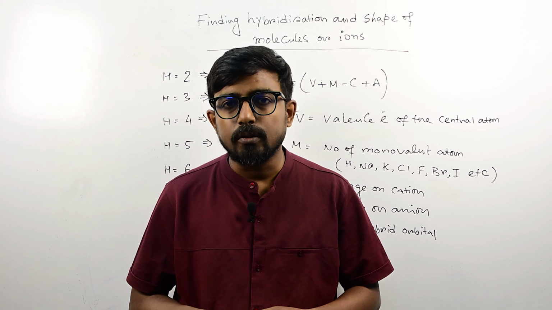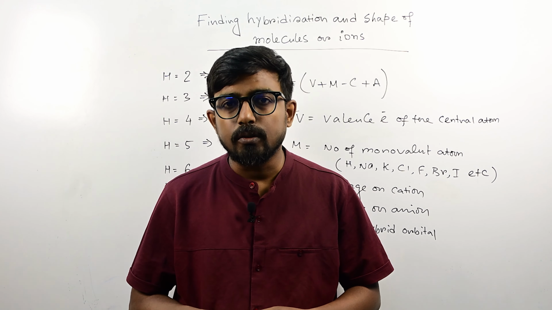So if there are 3 atoms, the central atom will be connected with the 3 atoms. If there are only 2 atoms, then 2 will be connected with the central atom and 1 will be the lone pair. Say H equals 4, then it will be tetrahedral shaped, that we have already learned.